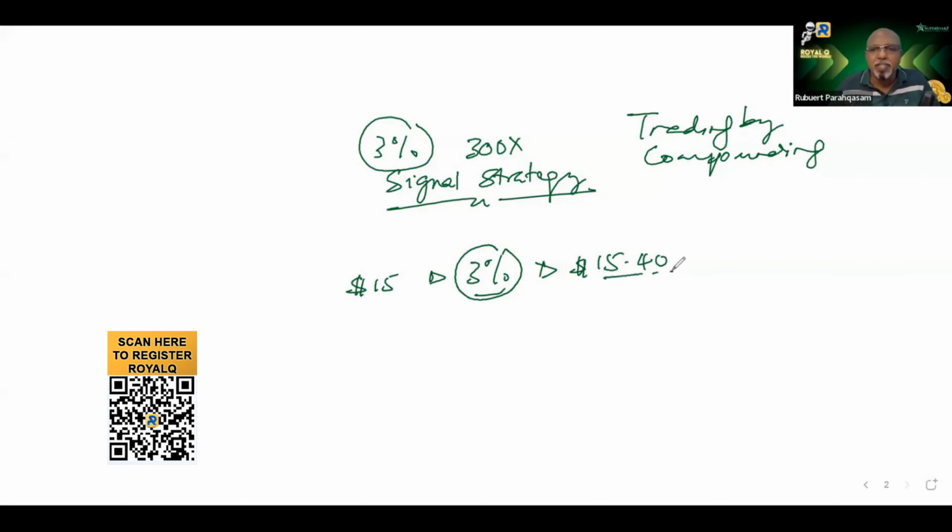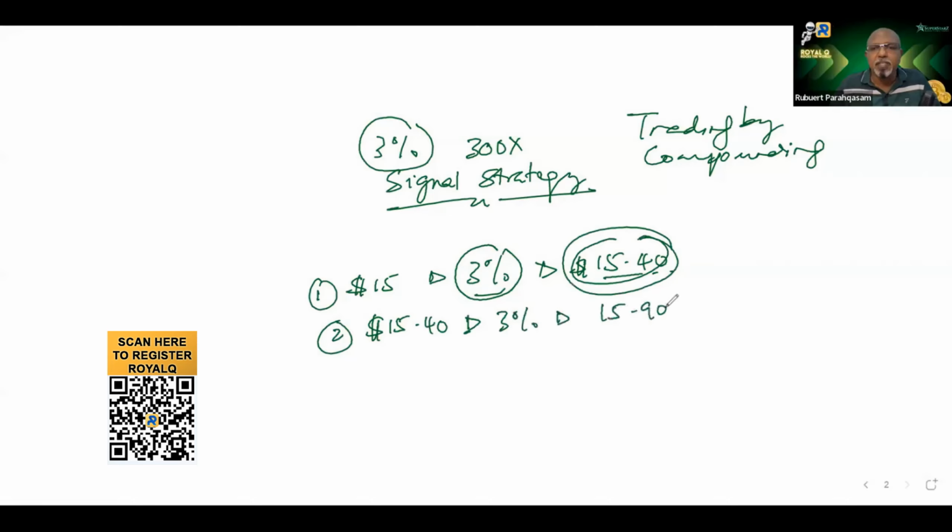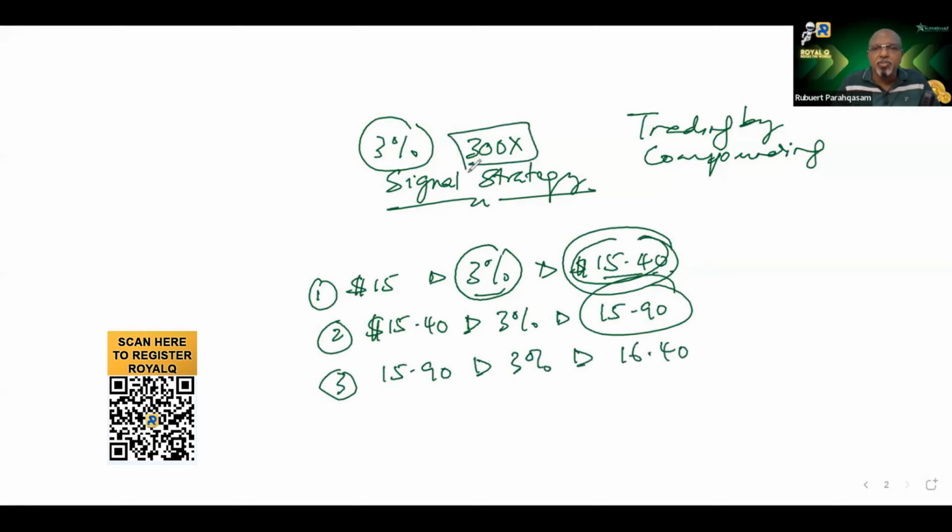This $15.40 is there. So what we do, once this delivers, we take this $15.40 and then we repeat the process. This is signal number 1. This is signal number 2, $15.40. This is what we mean by compounding. We take this entire amount, 3%. This becomes $15.90. Then we take this entire amount, $15.90, 3%, $16.40. Now the idea is to repeat this 300 times.